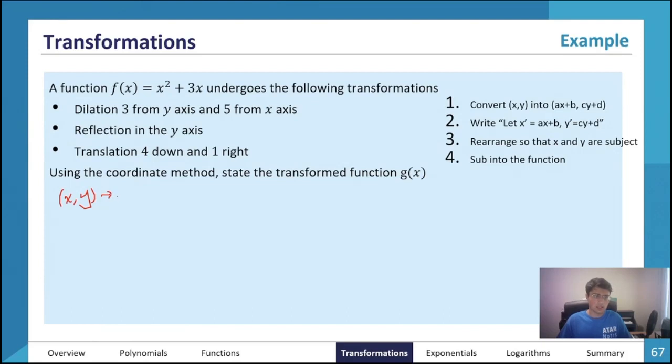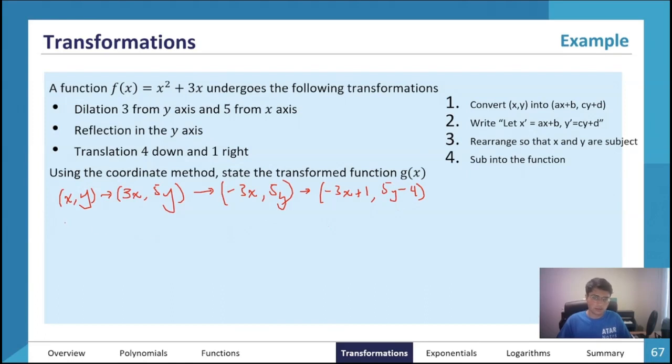First off, we perform that dilation. So 3 from y-axis and 5 from x-axis. So that means we're dilating from the y-axis by a factor of 3, so we write 3x. And same with 5 from the x-axis, we write 5y. We then reflect in the y-axis. Remember that affects the x values, so we write negative 3x, 5y. Then we finish off with translation 4 down and 1 right. So we have negative 3x. We're translating 1 unit to the right, so we add 1 to all x values. And then we're translating 4 units down, so we get 5y minus 4.